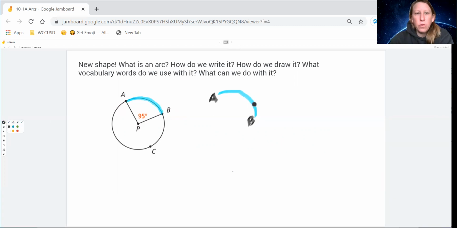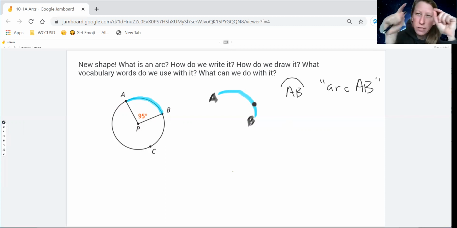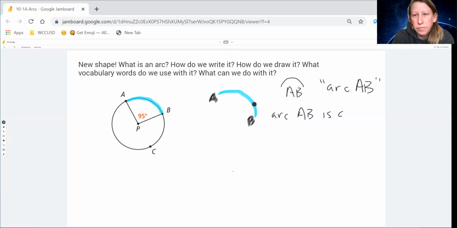Okay. So if I was going to write about it, I would actually use this little curve or arc AB. And when I write that, I'm talking about arc AB. Arc AB is not a huge part of the whole circle. It's just this little part of it. So we would call this a minor arc. So arc AB is a minor arc.